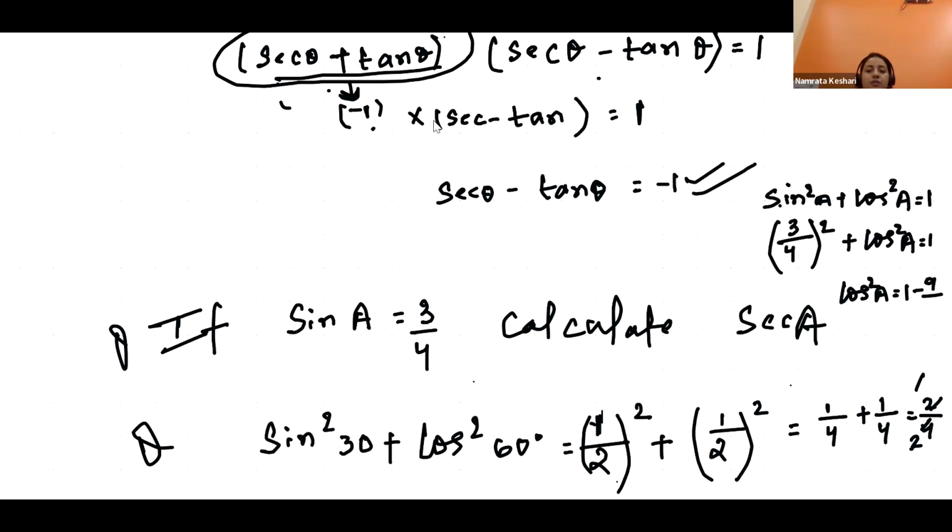Then we do the subtraction, 1 minus 9 by 16. We take the LCM as 16, so 16 minus 9. Please tell me, cos square A will be what? 1 minus 9 by 16 is what? Please tell me. Anyone who has already done it?